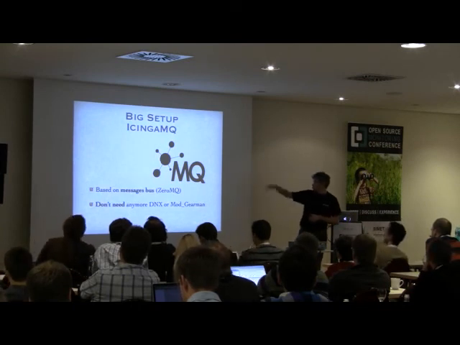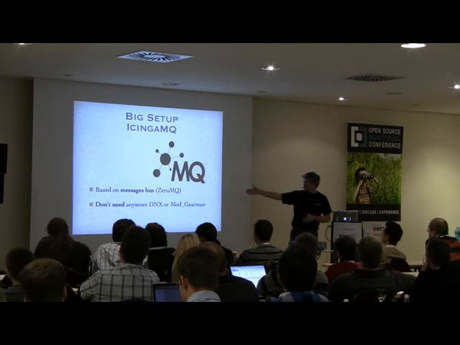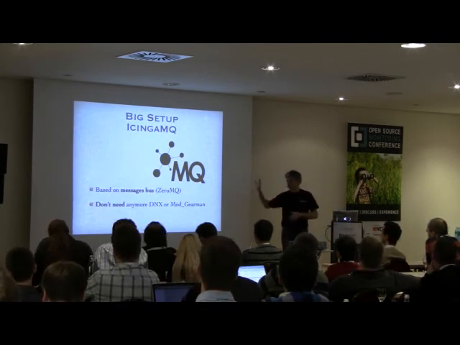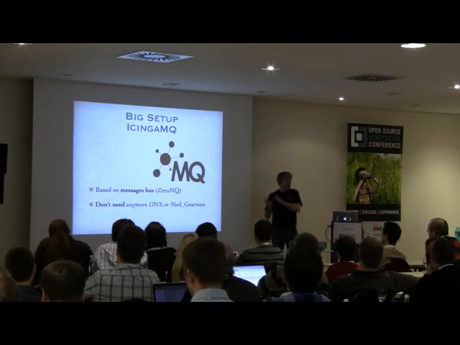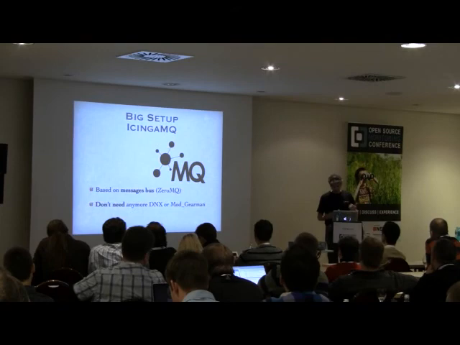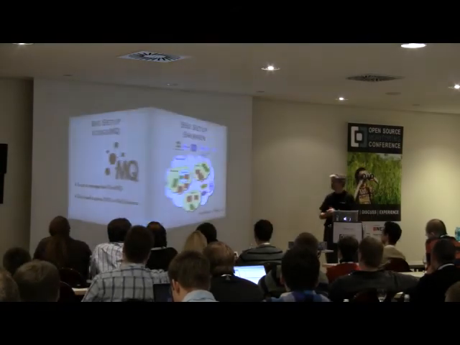Putting Icinga MQ with Icinga or Nagios means you don't need DNX or Mojiman any more. It's quite the same, and it's a really young project, so I don't have much info to tell you about it, but I would like to mention it anyway.